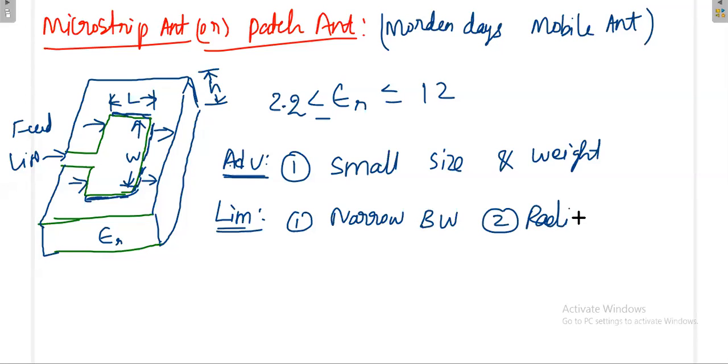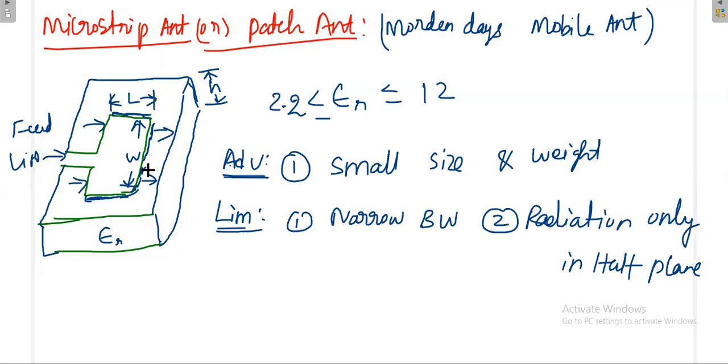Radiation only in the half plane. That means it will radiate only in one direction. If this is your transmitting antenna, it will radiate upward only. It will not radiate downwards. That is the main problem here. Similarly, if you use this as a receiving antenna, it will receive signal only from upward, not from downward. That is another problem with this antenna.